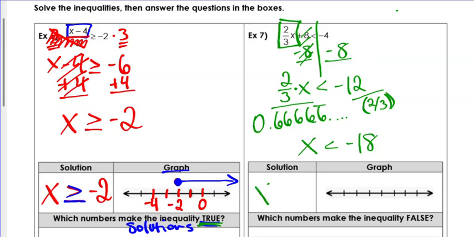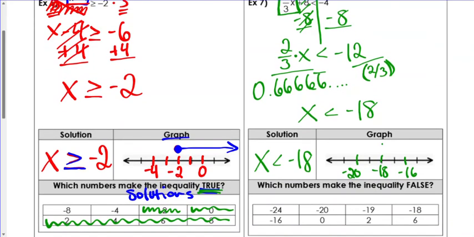Either way, your solution should be x is less than negative 18. So I'm going to put negative 18 somewhere on this number line. Let's start with it there, and then put a couple of numbers to reference. I'm going to say 2 behind that is negative 20, and 2 ahead of it is negative 16.